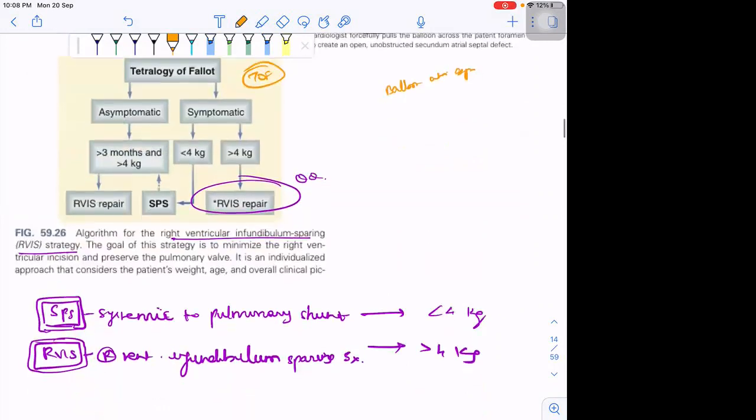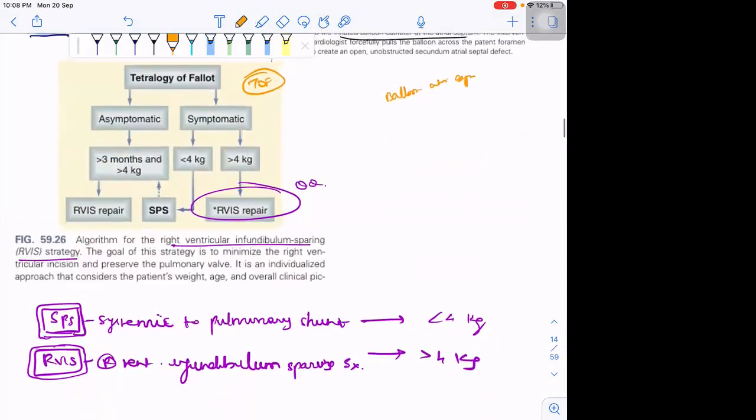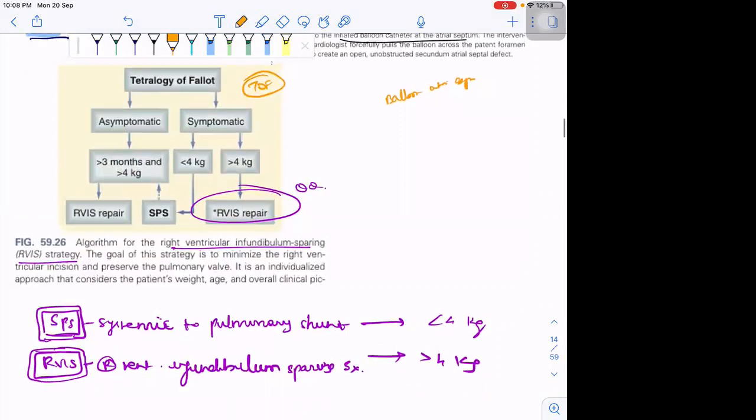So tetralogy of Fallot, what is there? There is a protocol for tetralogy of Fallot. One repair is called RVIS repair, and they will ask when we do the RVIS repair. RVIS is the right ventricular infundibulum sparing strategy. Just remember, if the patient's weight is more than 4 kilograms, then you have to go for RVIS. Otherwise, you have to go for the SPS procedure.